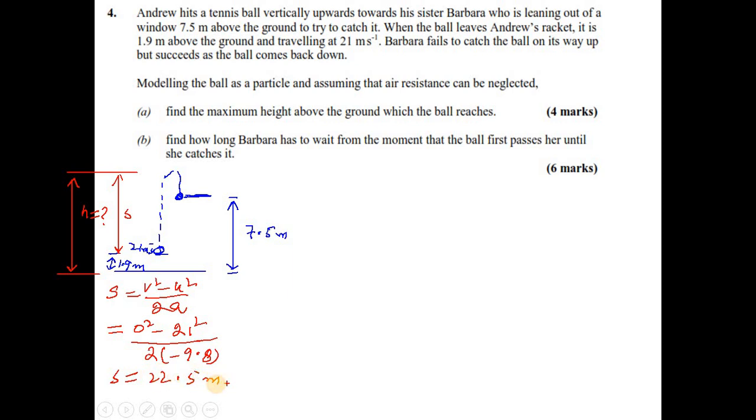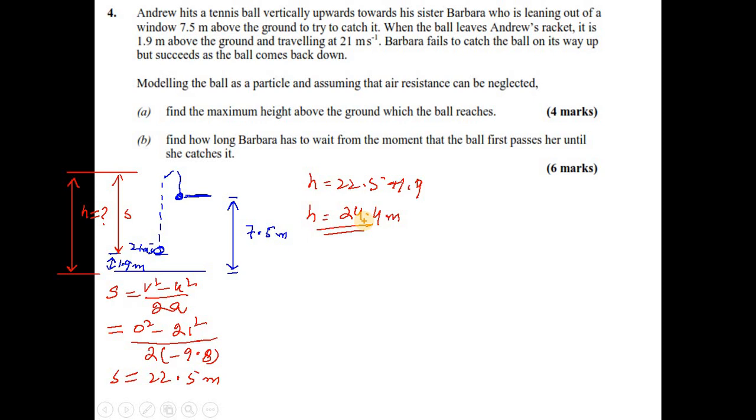So once you solve this equation, your S would be equal to 22.5 meter, and then the total height H would be equal to 22.5 plus 1.9. That means the total height H is 24.4 meter. That's the height gained by the ball.